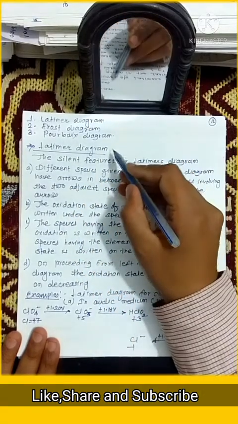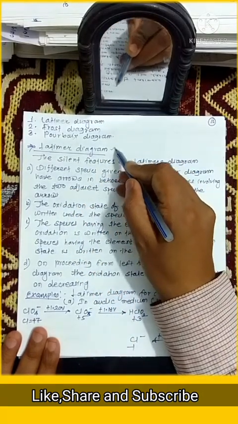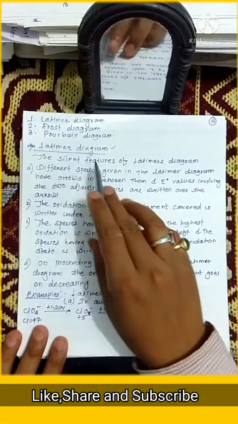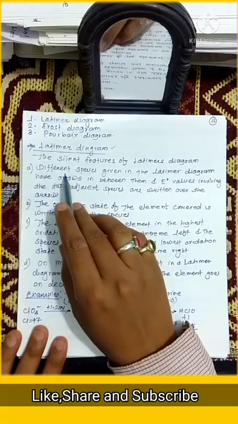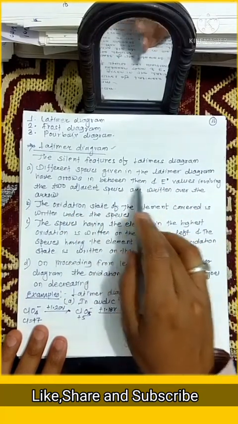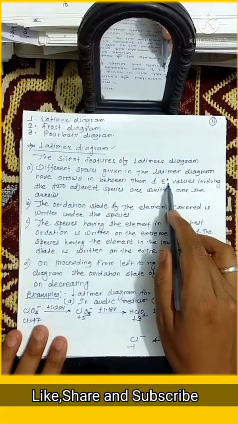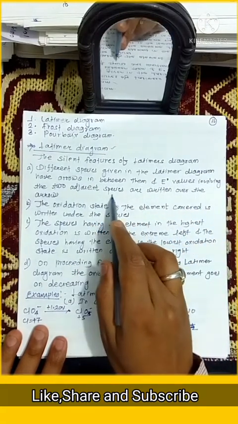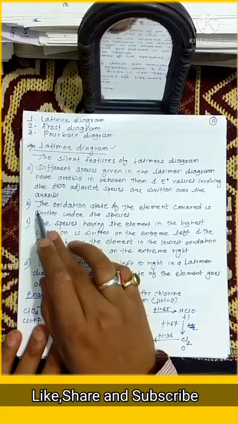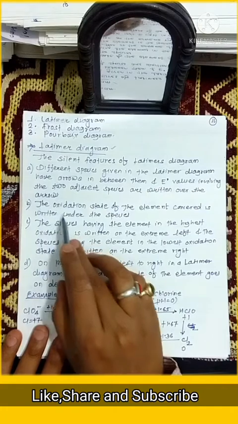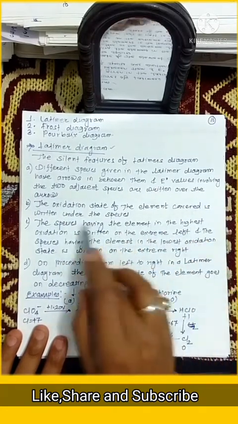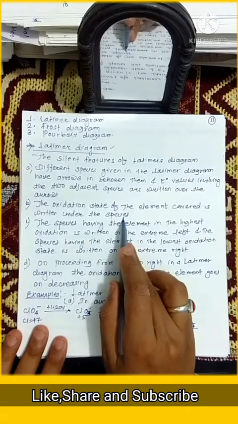So now we are going to discuss what is Latimer diagram. The salient feature of Latimer diagram is that different species given in a Latimer diagram have an arrow in between them, and E0 values involving two different adjacent species are written over the arrow. Second salient feature is the oxidation state of the element concerned is written under the species.